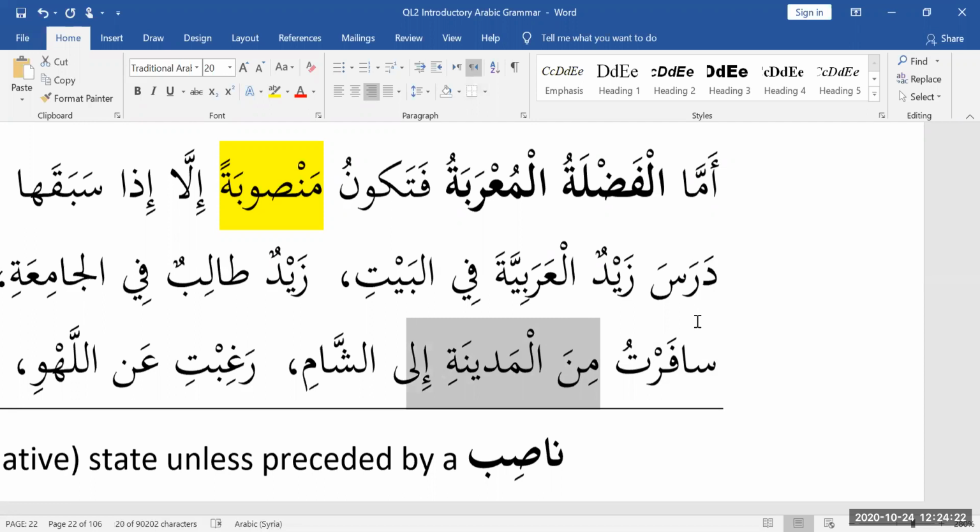Ila is a fadla. And Ashami. Asham is Damascus or Syria. Bilad al-Sham is Syria in general, and Asham is Damascus. Mim has a kasra ending because of ila.